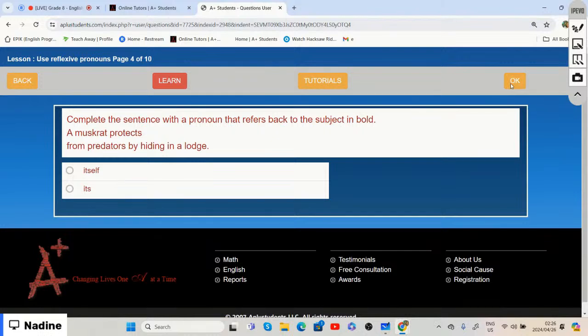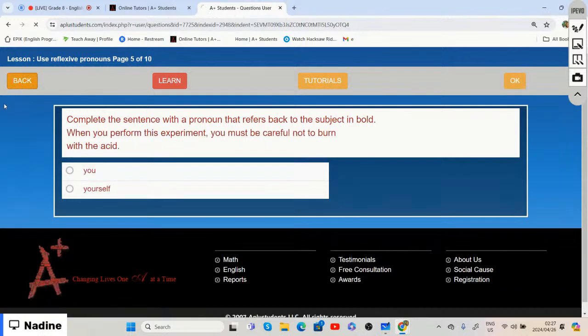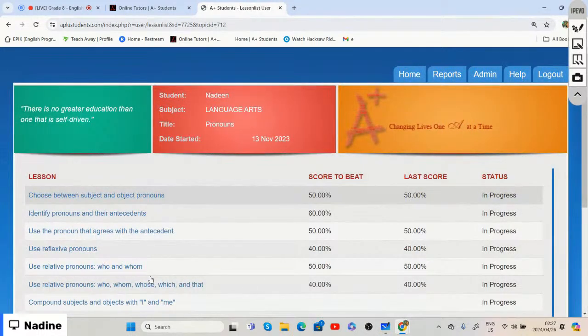All right, and we can then say itself. So the muskrat protects itself from predators by hiding in a lodge. So itself it is, right? Because these are reflexive pronouns. And remember we said reflexive pronouns refer back to the subject, right? We have a singular subject which ends in self, and we have a plural subject which ends in selves, right?